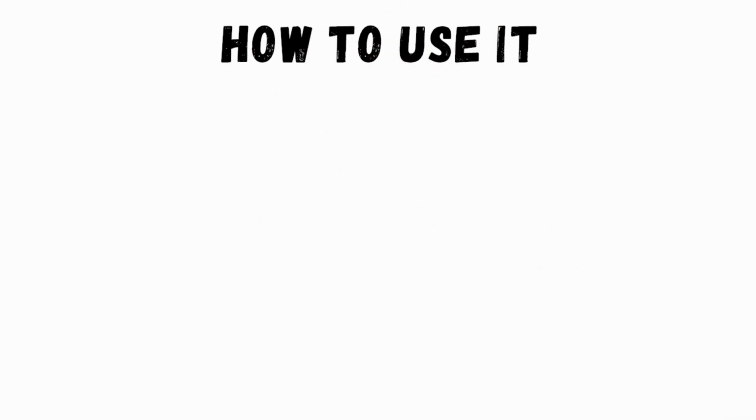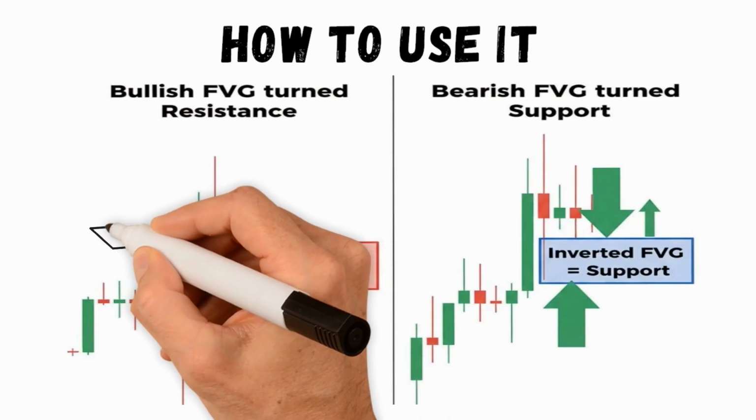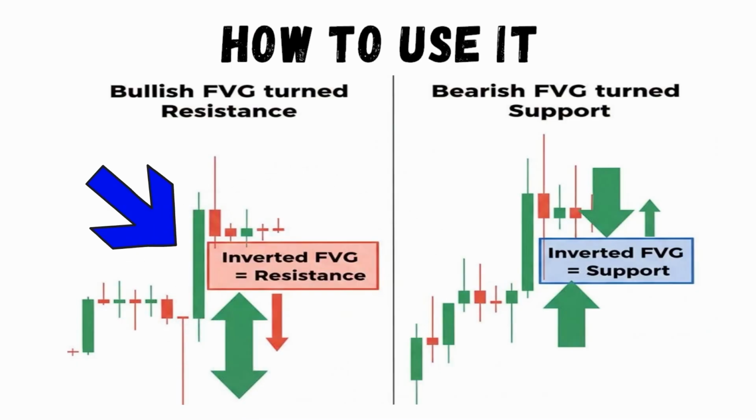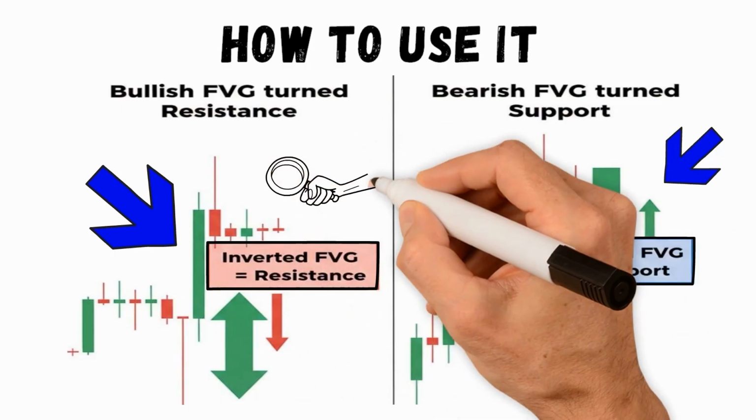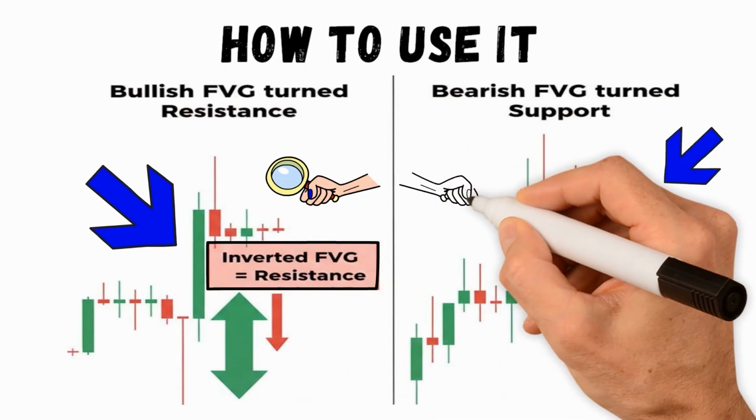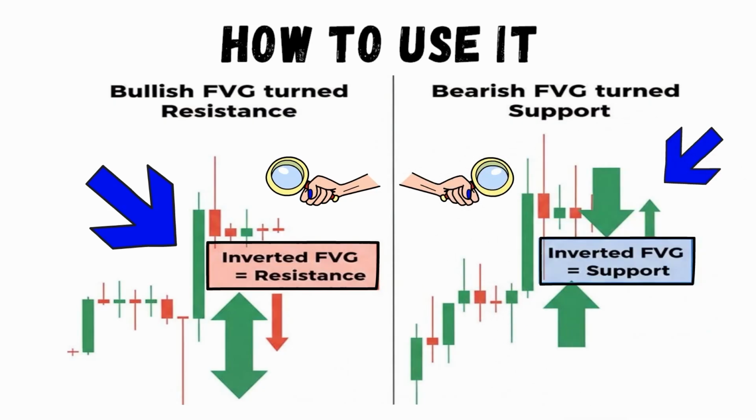How to use it? If price pierces through a bullish FVG and closes below, mark the zone as resistance. If it runs through a bearish FVG and closes above, treat it as support. Look for retests of the inverted FVG for high probability entries in the new direction.